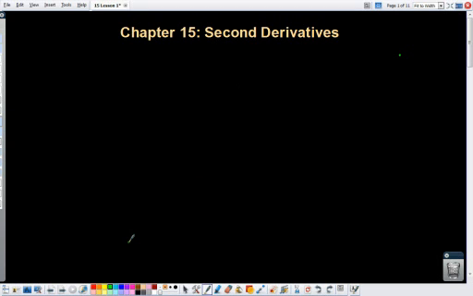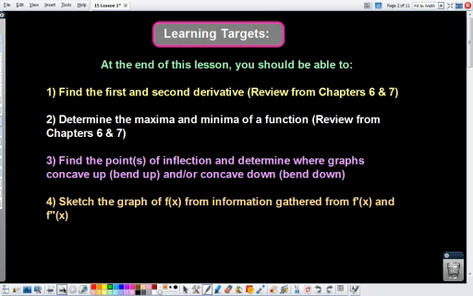Alright, we're going to start Chapter 15 today, which focuses on second derivatives. Our learning targets for this lesson: the first two are review from Chapters 6 and 7. So we're going to remind ourselves how to find the first and second derivative. And then using that first derivative, we're going to find the maxima and/or minima of a function.